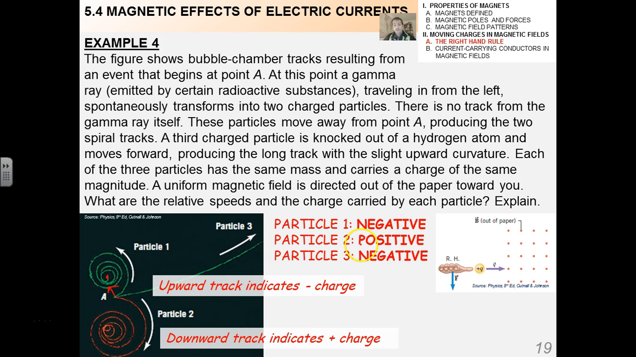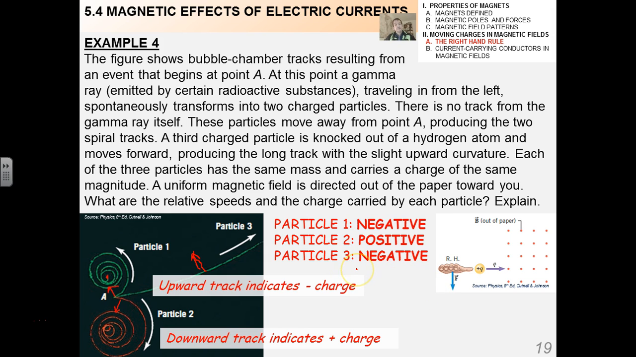Okay. Now particle 2, and that's an application of the right-hand rule. Particle 2 is positive because it's in the opposite direction, right towards the center of that circle. Okay. Downward track indicates a positive charge in this case. And particle 3 would also be negative because you see that there is a force that is actually pulling it upwards in the same direction as particle 1. So particle 1 negative, particle 2 positive, particle 3 negative, okay?